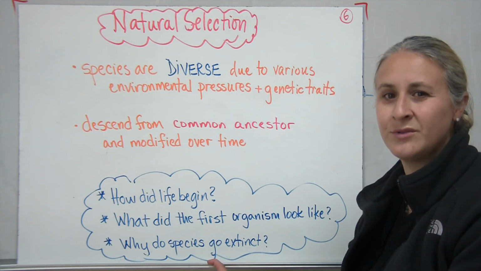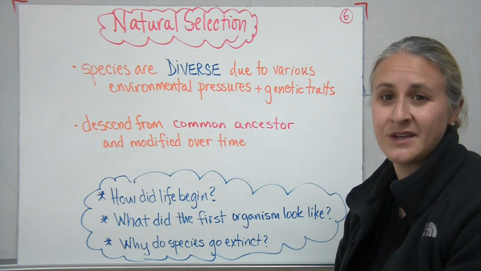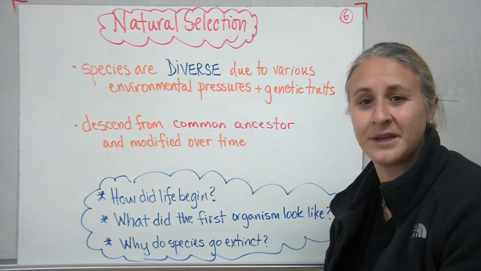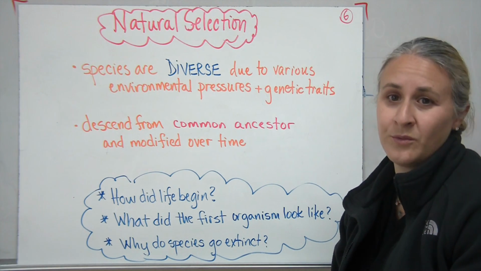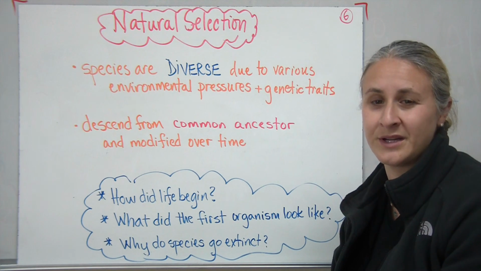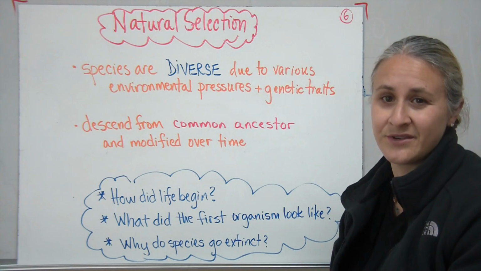And why do species truly go extinct? Why is it that some species don't have adaptations to allow them to survive an environment? Why did the dinosaurs become extinct? Why is there no more woolly mammoths or saber-tooths on Earth? What really truly happened to these organisms? These are still questions that scientists have and are still trying to answer as time goes on.